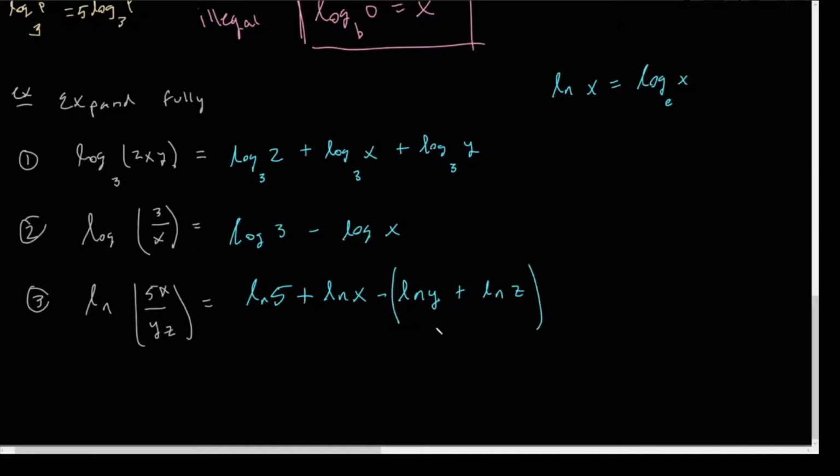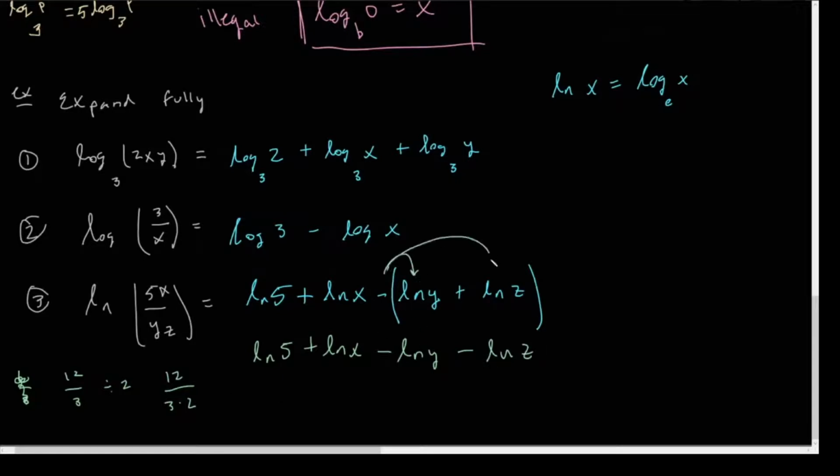Do you see why this would have parentheses? Does that make sense? But the way I really like to think about this is ln 5 plus ln x, minus ln y. And notice, if you have 12 thirds divided by 2, this becomes 12 divided by 3 times 2. So this is the same thing as minus ln z. In other words, I just distributed this.